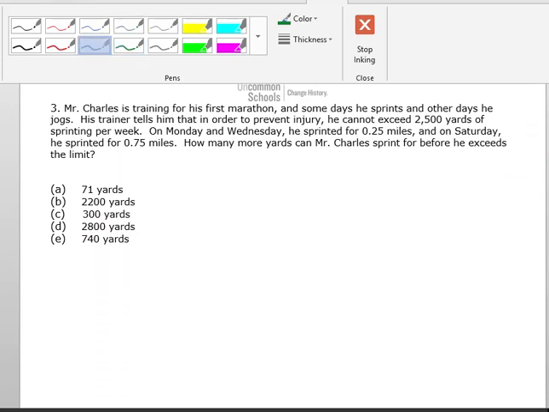Okay. He's training for a marathon. He wants to do his sprinting. His trainer says he cannot exceed, right? He cannot go over 2,500 yards of sprinting per week. So on Monday and Wednesday, he sprints 0.25 miles. I'm going to put a little thing down here reminding me that that's times 2. And on Saturday, he sprints for 0.75 miles. How many more yards can Charles sprint before he exceeds the limit?